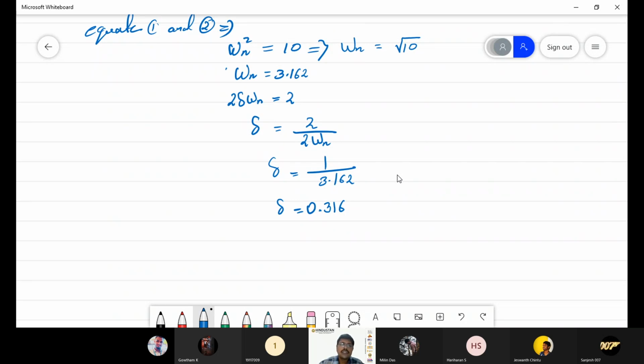So here you can see that the two values we got, one is omega n and another one is delta, because in the time domain specifications we need these two values, that is very important for calculations. Now we are going to find one by one the rise time, peak time, etc. Since you know the value of delta and omega n, the other values will be very easy to find out, because we derived what actually the peak time and rise time are.